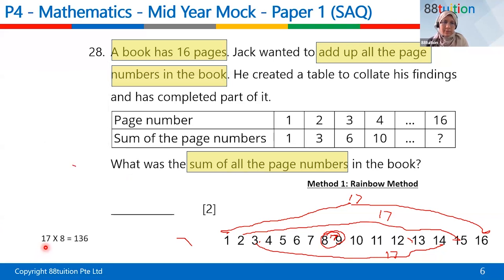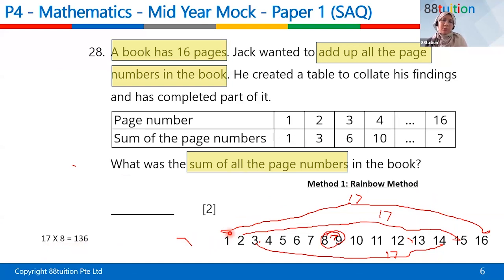You see over here? 17 times 8 will give me 136. Why is it called a rainbow method? Now, if you do it properly on your paper, you will see that it looks like a rainbow. Okay? So when do you use the rainbow method? When you need to add up consecutive numbers.